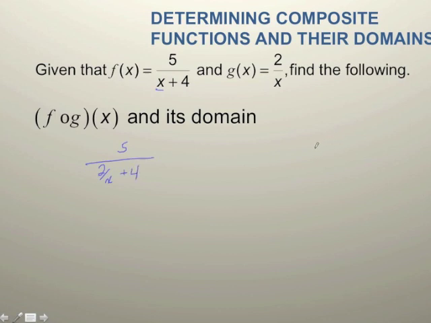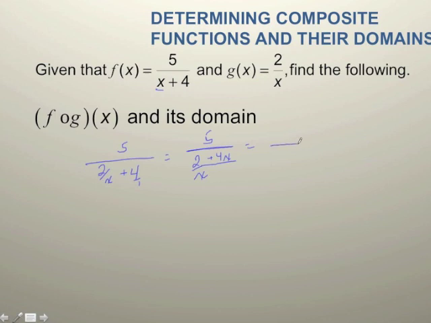Now that kind of looks like a mess, so we don't want a fraction inside a fraction. So this will be 5 over 2 over x, x becomes my common denominator, and this was a 1, so I have to take plus 4 times x. That's how I get it to a common denominator. Then this is my big fraction line.